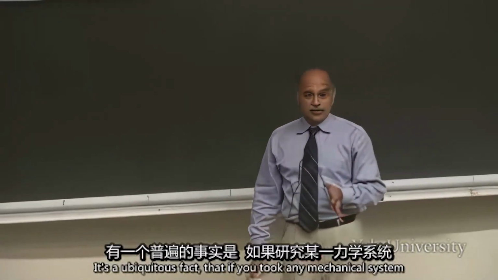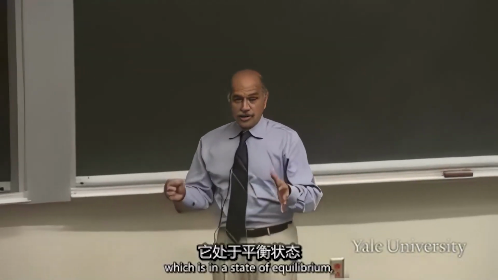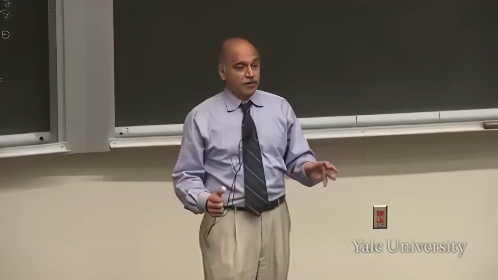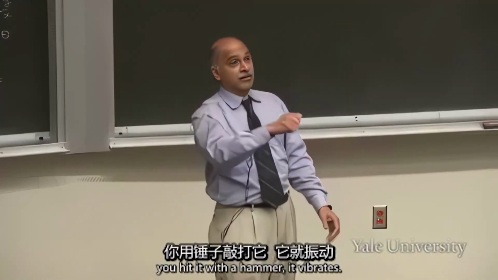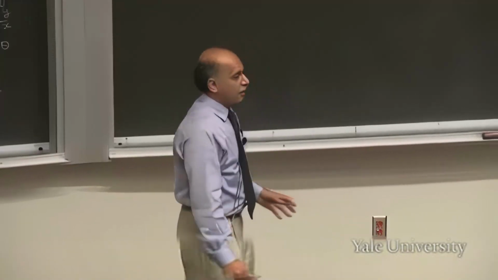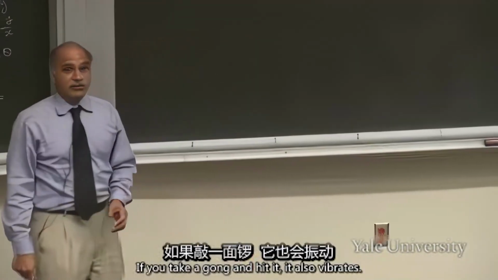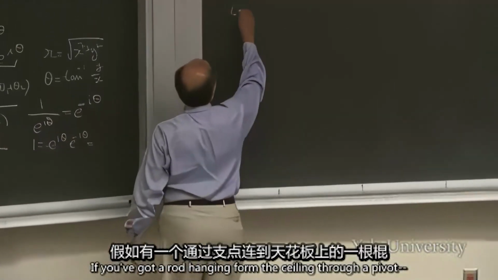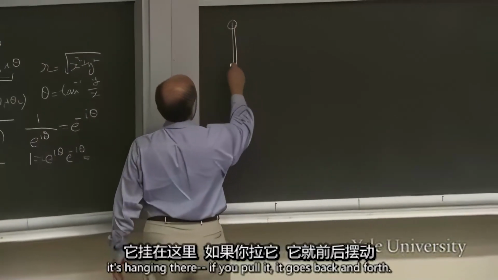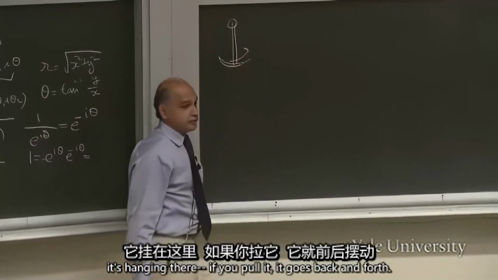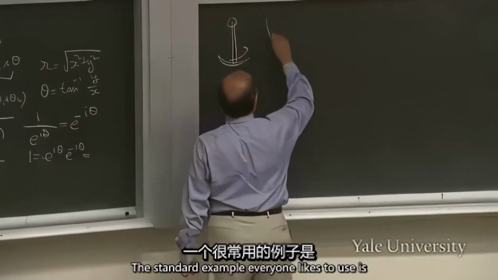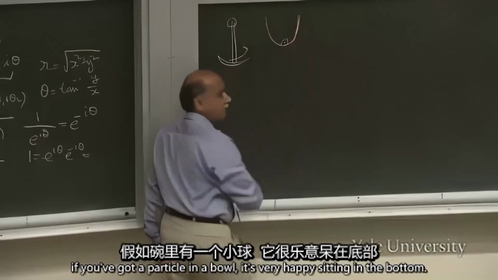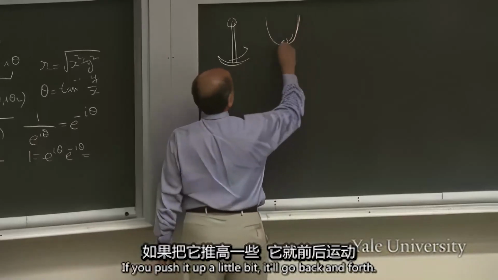It's a ubiquitous fact that if you took any mechanical system which is in a state of equilibrium and you give it a little kick, it vibrates. If you got a pillar, ceiling to floor, you hit it with a hammer, it vibrates. If you take a gong and you hit it, also vibrates. If you got a rod hanging from the ceiling through a pivot, it's hanging there. If you pull it, it goes back and forth. The standard example everyone likes to use is if you got a particle in a bowl, it's very happy sitting in the bottom. If you push it up a little bit, it'll go back and forth.